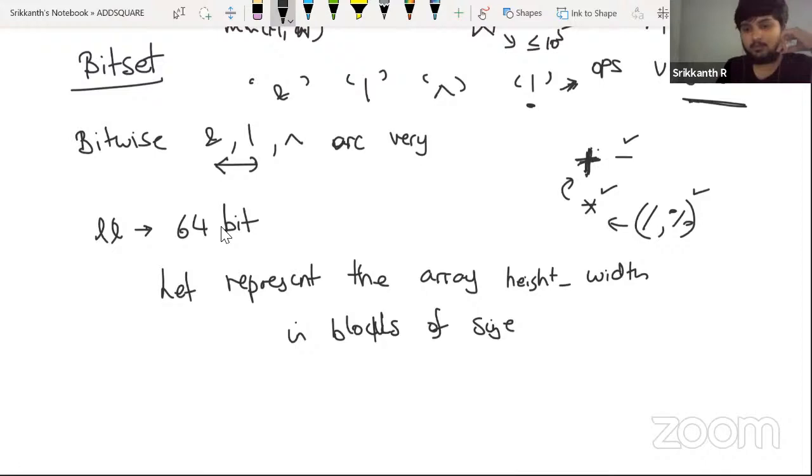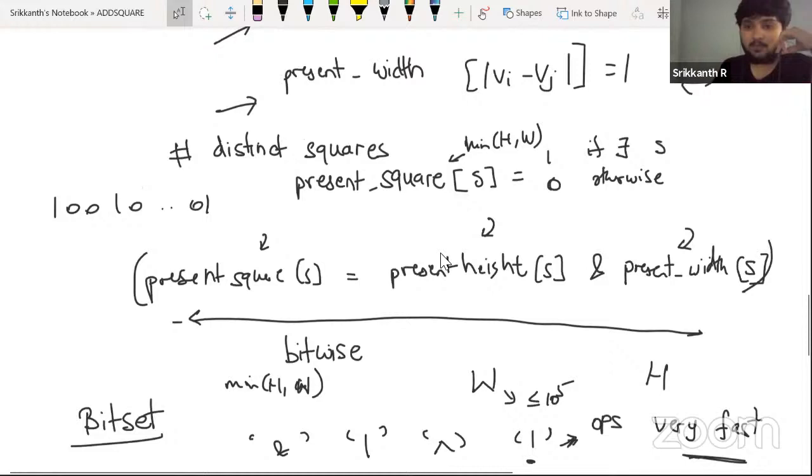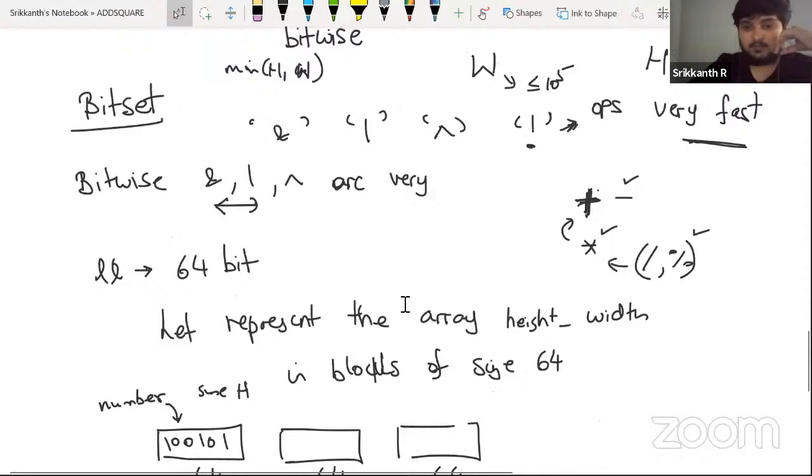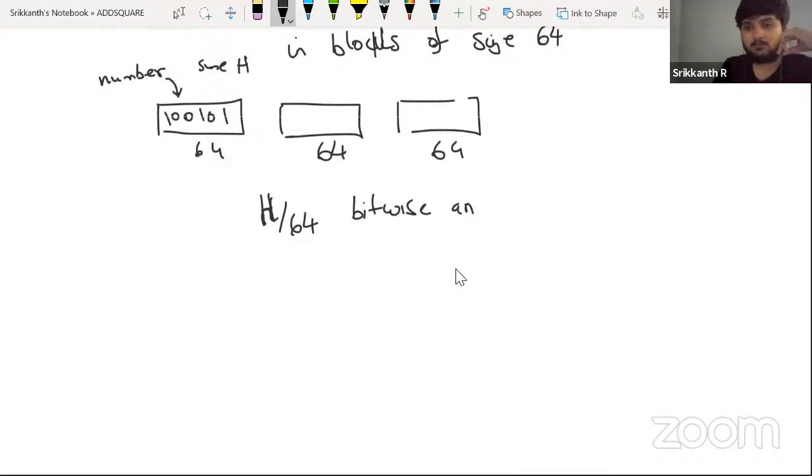Okay, so we're going to split the size H array into blocks of size 64, like so. And each block is a 64 length Boolean array. Okay, and you can think of it as a number, and you can do bitwise operations. So this operation that we have here, if you represent it in this format, doing it in the equivalent block representation would be only N by 64 or H by 64 bitwise ANDs. Okay, so we broke them down into blocks of size 64.